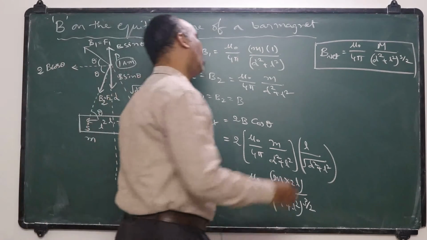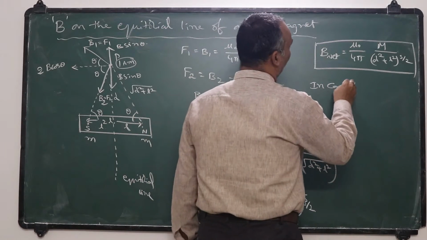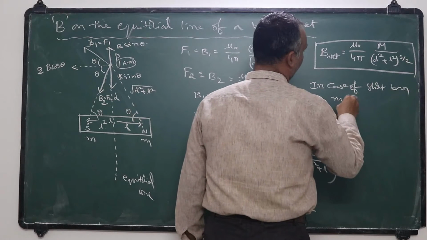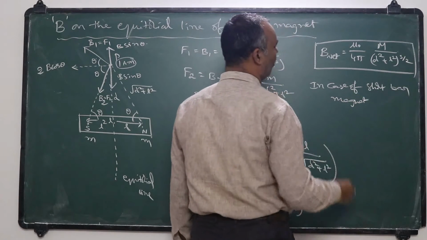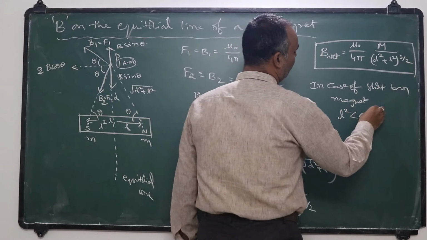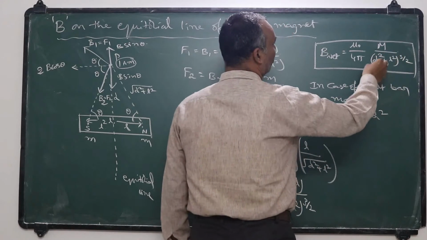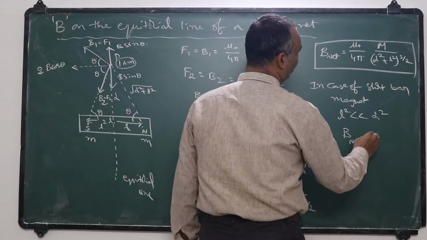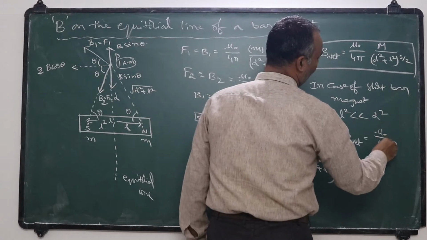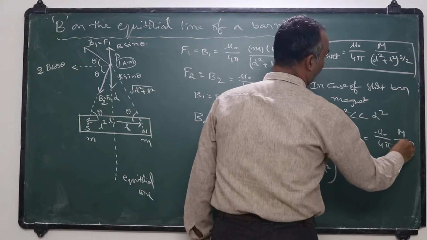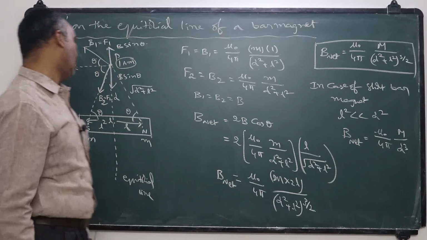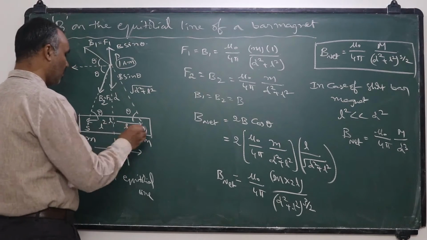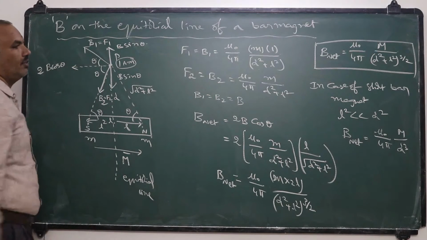In case of a short bar magnet, what will happen? L square is very small when compared to D square, so you can neglect L square. Then D square whole power 3 by 2 will become D cube. So the net magnetic induction is given by mu naught by 4 pi into M by D cube. And the direction: the direction of capital M bar is from south pole to north pole, and this field is opposite to that.